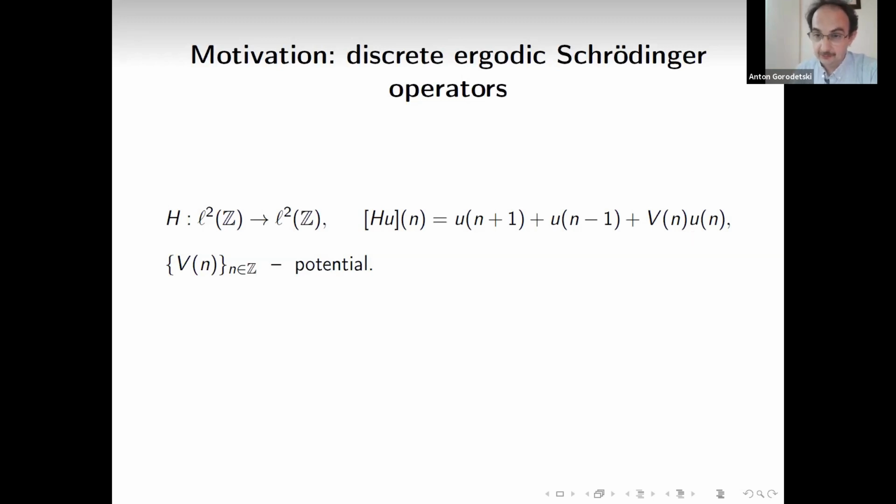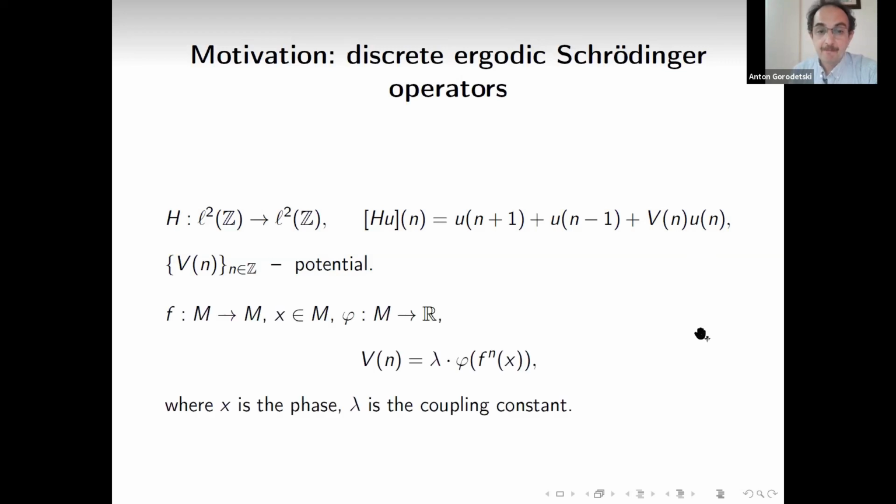If you have any bounded sequence of real numbers in this formula, you get a bounded self-adjoint operator in the Hilbert space, and so the spectrum is going to be some compact subset of the real line. Now, how to form such a sequence? There are certainly many ways, and many of them have some physical meaning. Usually people consider the following scheme.